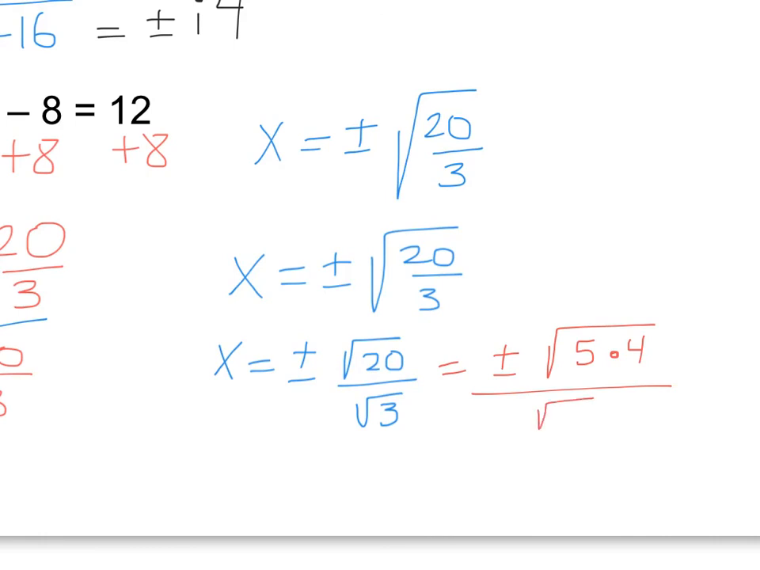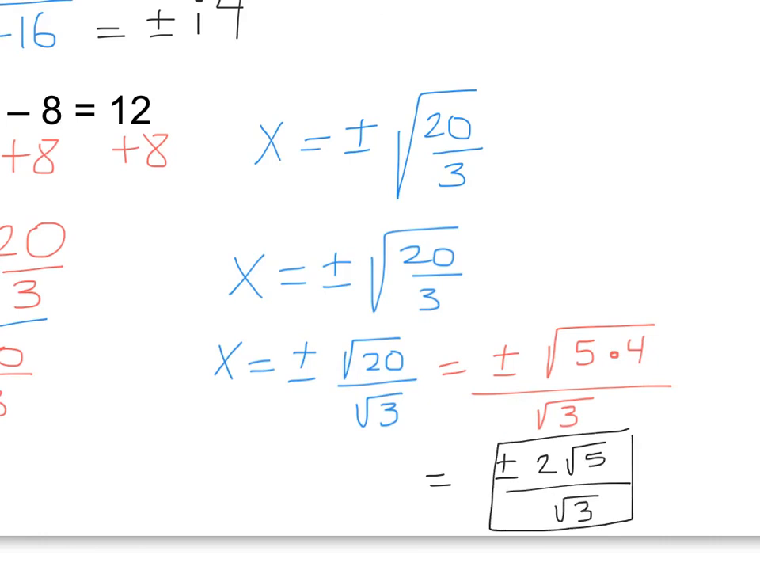Now I'm going to keep square root of 3 on the bottom. Now square root of 4, how much is that? Since it's a perfect square, I know that square root of 4 is equal to a whole number. So square root of 4 is just a 2, so plus or minus 2 square root of 5 over square root of 3. And that is going to be my final answer.